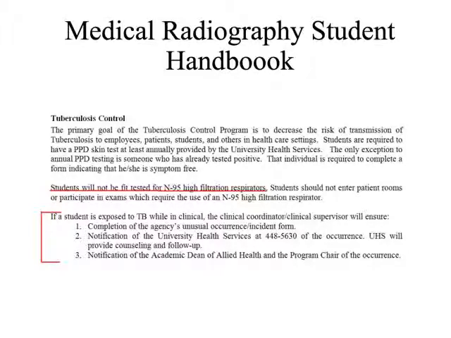Then you need to notify University Health Services at the phone number 901-448-5630, and you need to tell them about this occurrence, that you believe you've been around a patient with active TB. And the University Health Services will provide counseling and follow-up. Go ahead and notify me or Deborah or the program chair, and we will notify the academic dean, right?